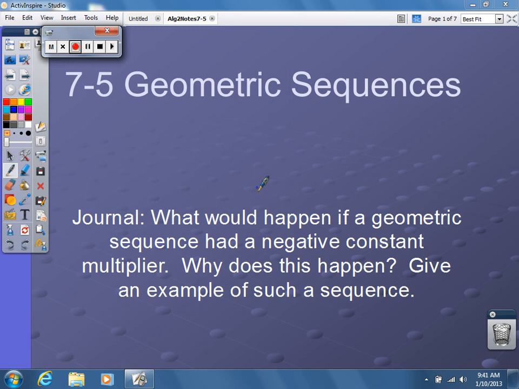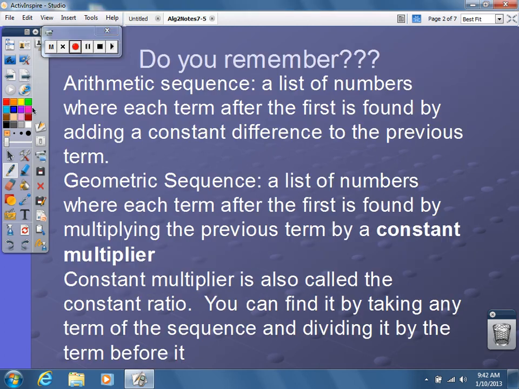Here we are, section 7.5 on geometric sequences. Here's a journal. Remember, you have to do a journal this chapter, so make sure that you take note if this is one that interests you. Here we go. Do you remember what an arithmetic sequence is?